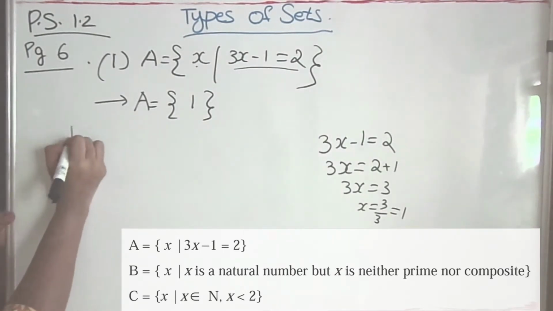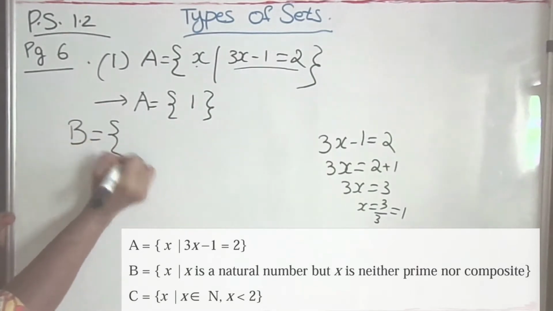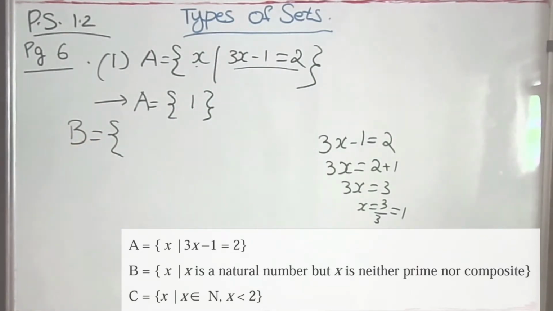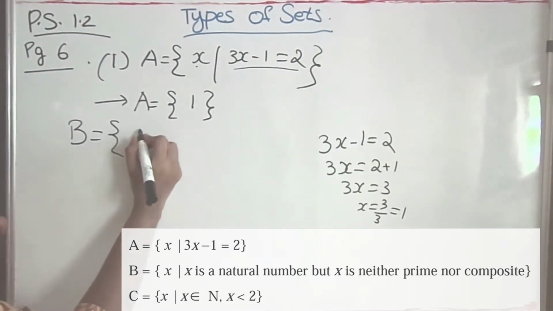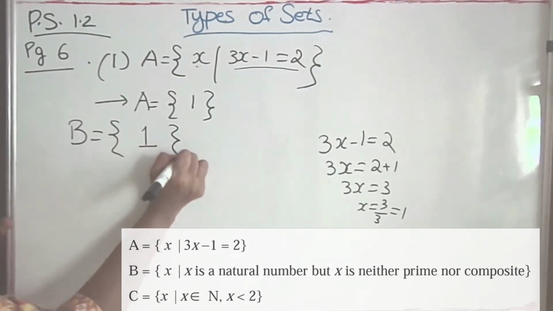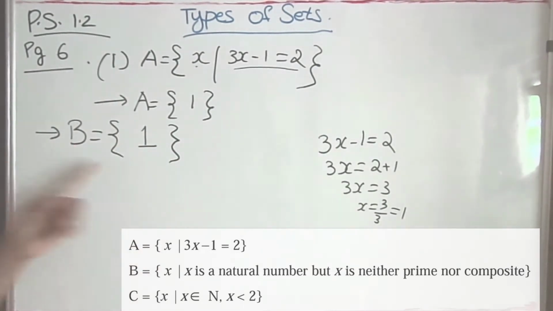Now let us go to the next set, B. B is equal to {x such that x is a natural number, x is neither prime nor composite}. Which is a natural number which is neither prime nor composite? 1. Yes, 1 is neither a prime number nor a composite number. So B contains the element 1.